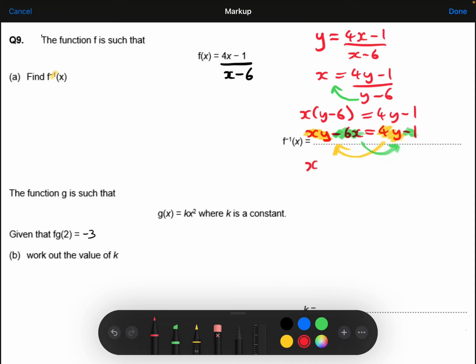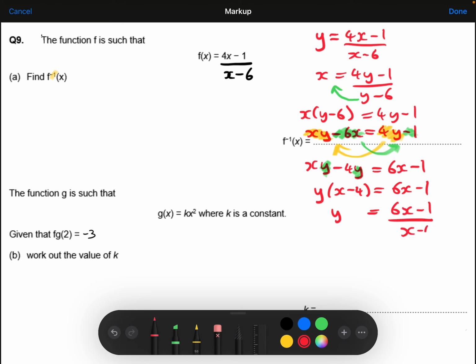So on the left-hand side, we've got xy minus the 4y. And on the right-hand side, we've got the 6x minus 1. I'm then going to factorise y outside. And I'm going to divide both sides by the x minus 4. And there we go. That is my inverse function.